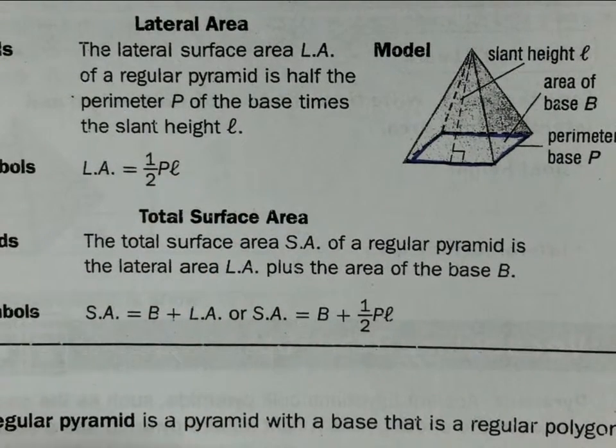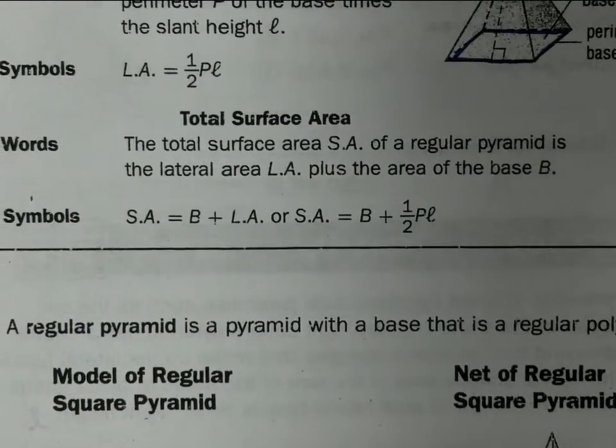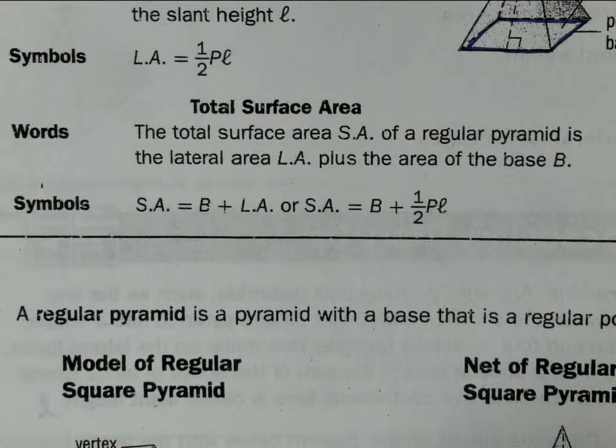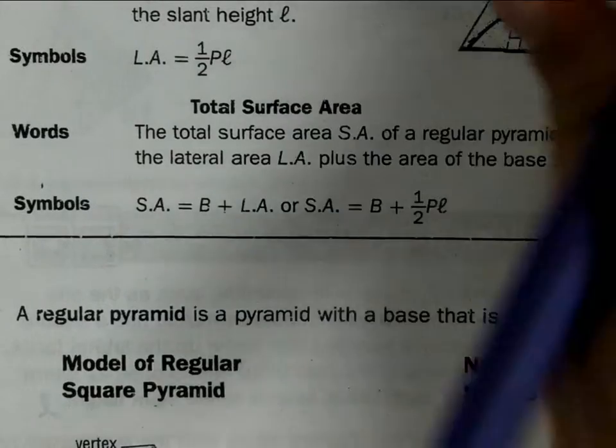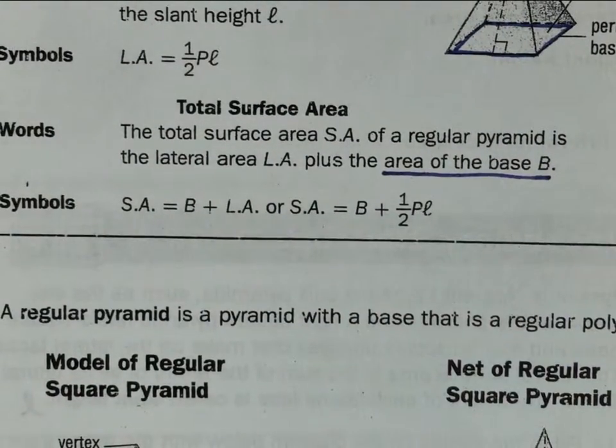But to find the total surface area, which is what we will mainly be doing, you add the lateral area to the capital B, which is what? What is capital B again? It's not the base. It's the area of the base. So you have to remember that capital B is the area of the base. So if you add that to your lateral area, then you have the surface area.